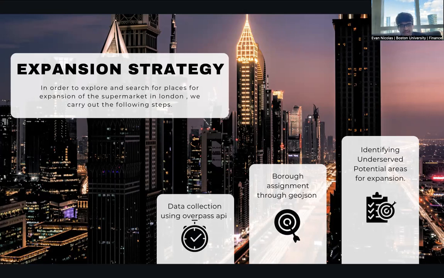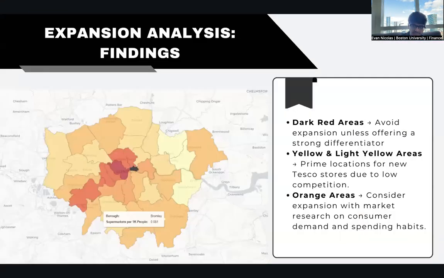Next, we compared supermarket density, that is stores per 1,000 people, against population density. By setting strategic thresholds, we pinpointed the boroughs that had high population density but low supermarket resident ratio. This helped us identify prime areas where Tesco could expand with minimal competition.